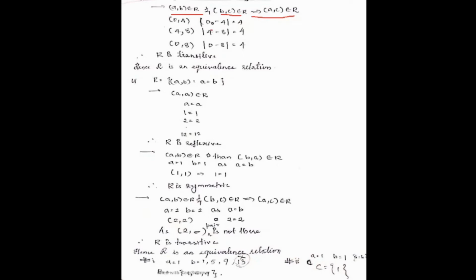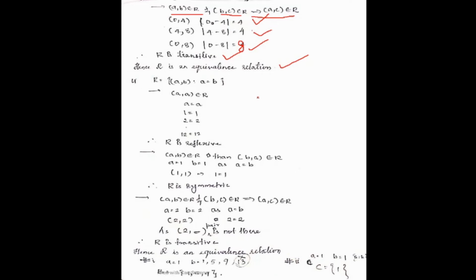0 comma 4. So mod 0 minus 4 equals 4, divisible by 4, so multiple of 4. 4 minus 8, mod 4 minus 8 equals 4, divisible by 4, so multiple of 4. Then comes 0 comma 8. Mod 0 minus 8 is what? 4? No, it's 8. Okay, so divisible by 4, so multiple of 4. So obviously, can we see it is transitive? Yes. So hence R is an equivalence relation. So we're done with it.